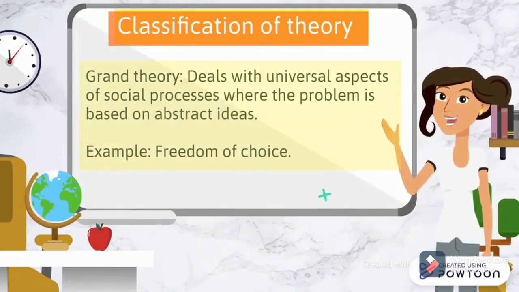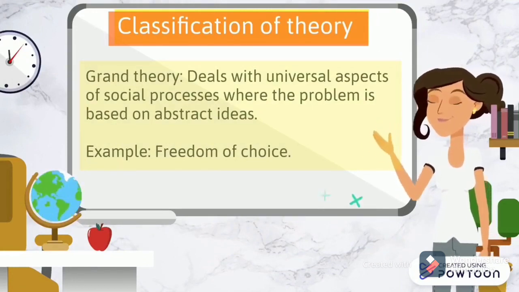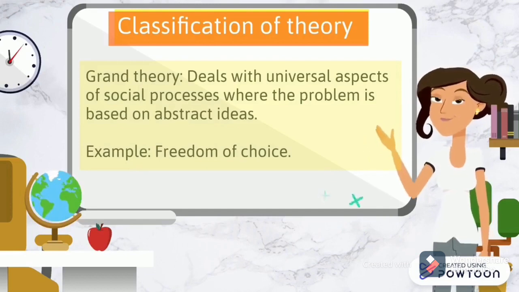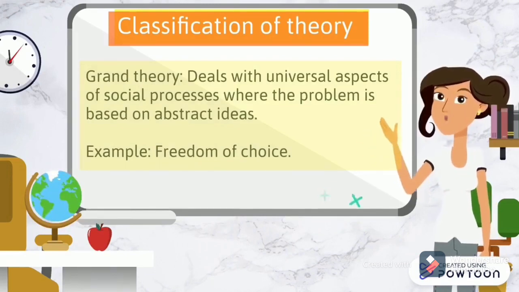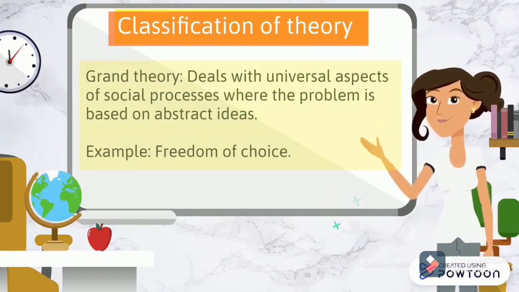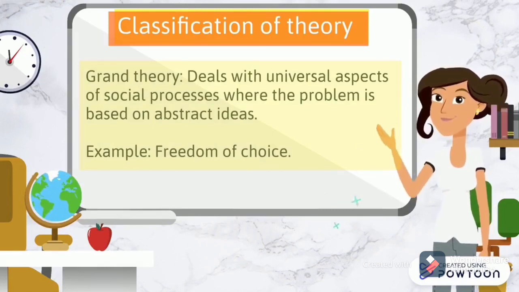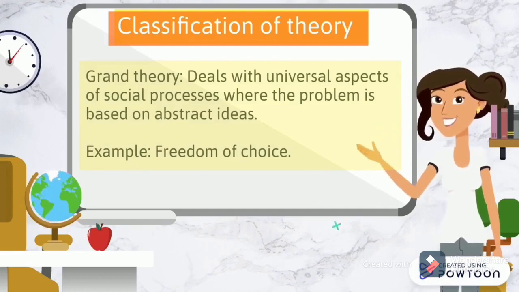Classification of theory. There are two types of classification of theory, which are grand theory and middle-range theory. Grand theory is based on abstract ideas, which is something that is not a material object or is general and not based on specific examples. It is a concept that is real, but not considered a material or object, such as freedom.